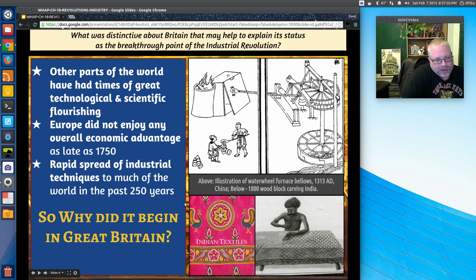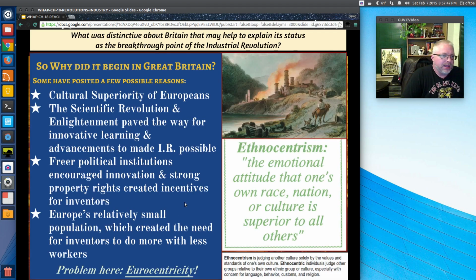So Europe does not enjoy any overall big, huge economic advantage as late as 1750. There's nothing really about them that's super special, but the rapid spread of industrial techniques to much of the world in the past 250 years doesn't speak to why Great Britain would be the leaders in this either. So why did it start there? Well, there are some reasons that people have posited and put forth that you could argue. And that's one of the things I like about this question. I've had some students who've asked in the past, why does it begin in Great Britain, Mr. Duez? I mean, we talked about it, but I don't know that I really understand what the real reason is. That's part of what being a historian and a young historian is all about.